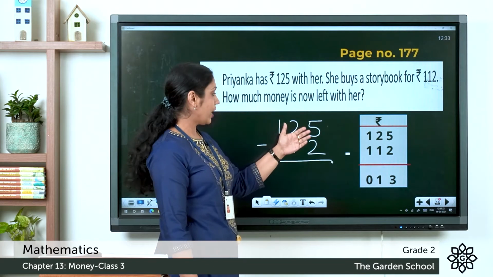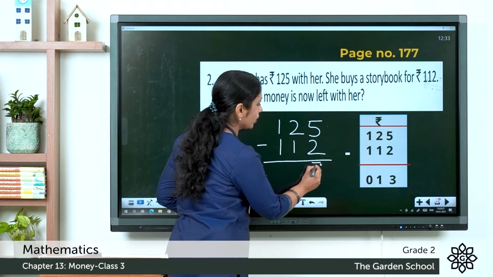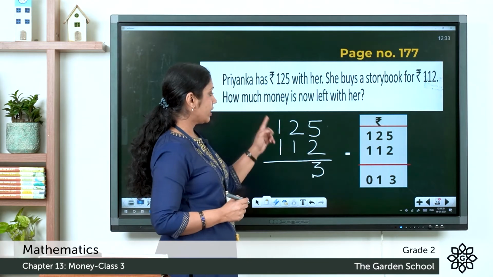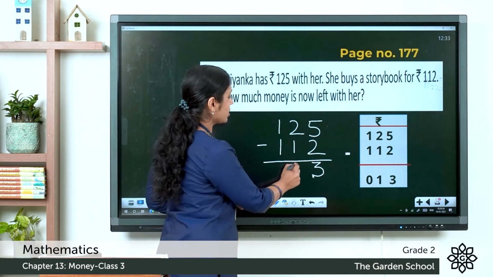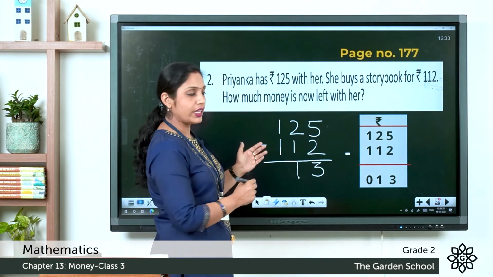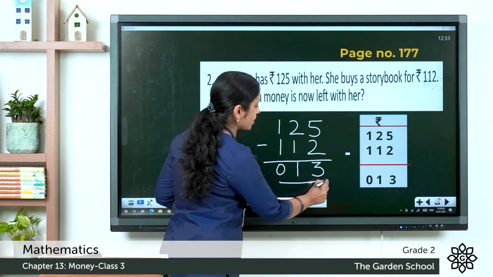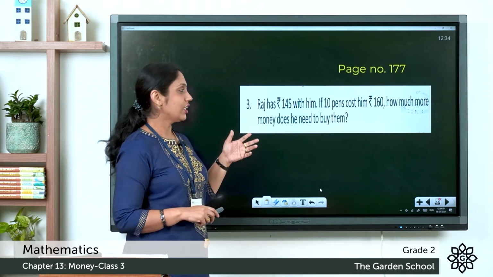So here we have 5 minus 2 in the ones place. So 5 minus 2 is equal to 3. Next we have in the tens place 2 minus 1. So 2 minus 1 is 1. And in the hundreds place we have 1 minus 1 and that is 0. So how much is left with her? It is rupees 13. Let's move on to a third question.